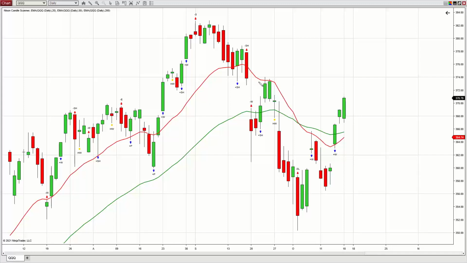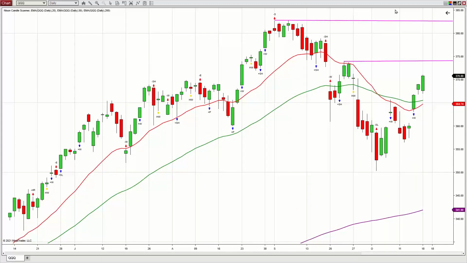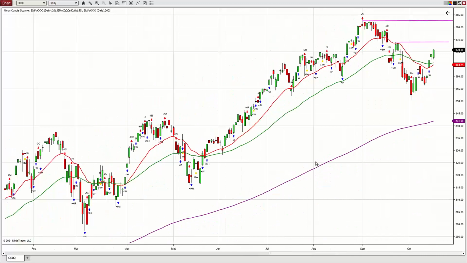Do I see potential little resistance here? 374, potentially. And then I'll put a line up here at 382. That's the all-time high. I mean, if we get back up to there, the sky's the limit. How high can it go? This market has been exceptionally resilient, and very, very bullish and very, very strong.